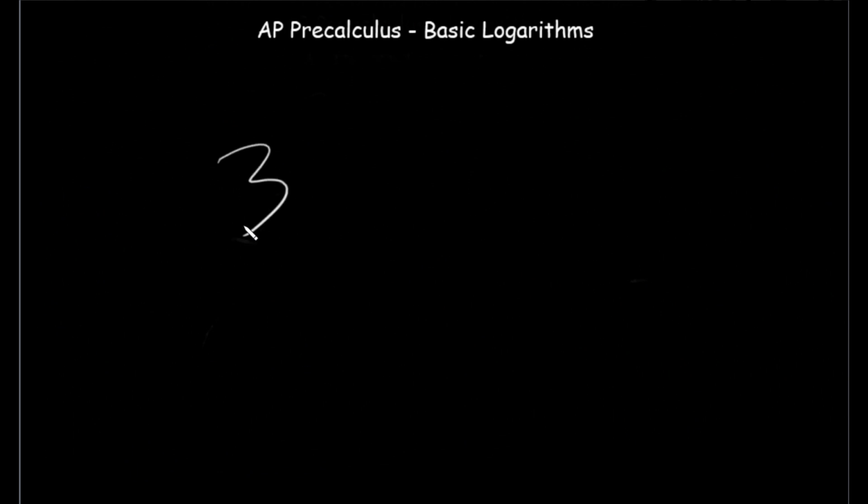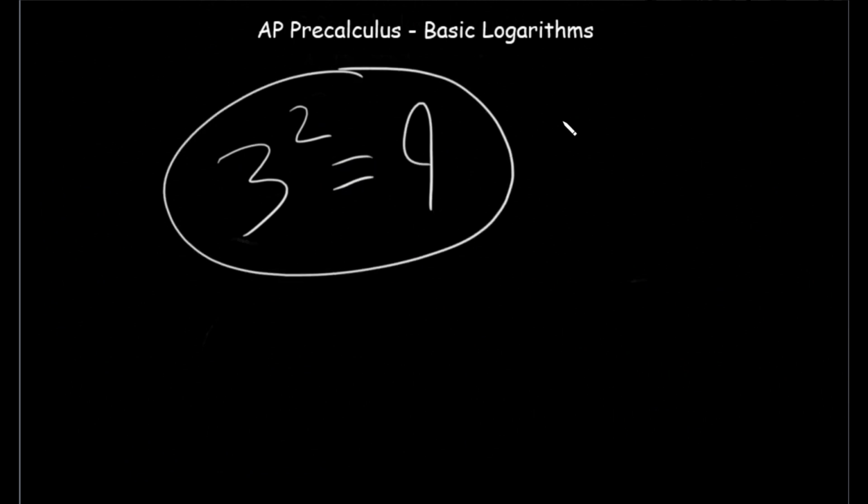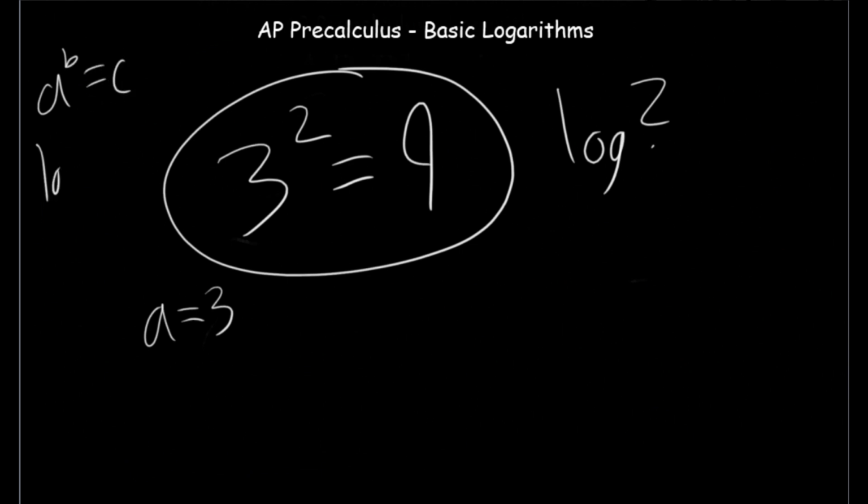So let's say we have 3 squared equals 9. How do we convert this into a logarithmic expression? Well, you need to remember that we have this formula. We know that a equals 3, b equals 2 because that's our power, and c equals 9 because that's what we're solving for initially.